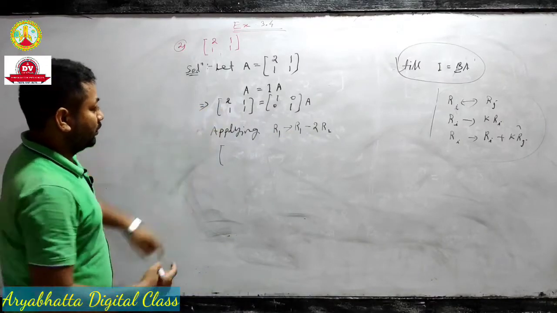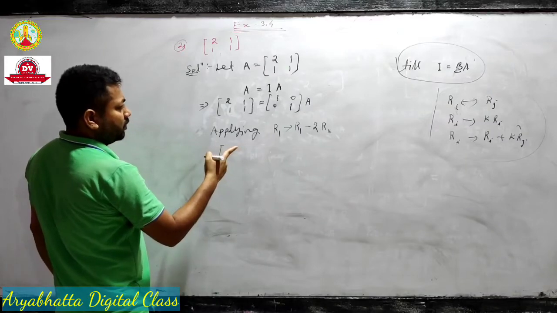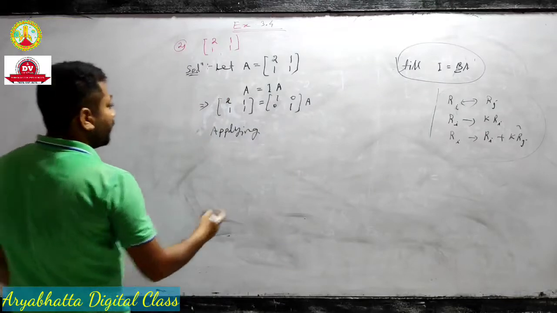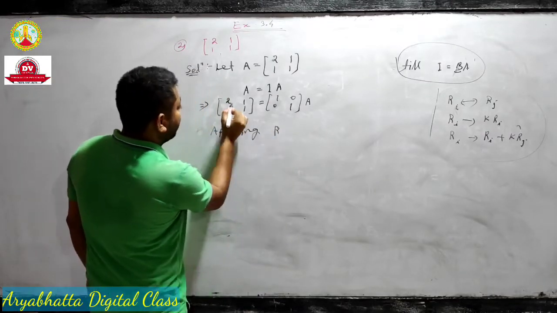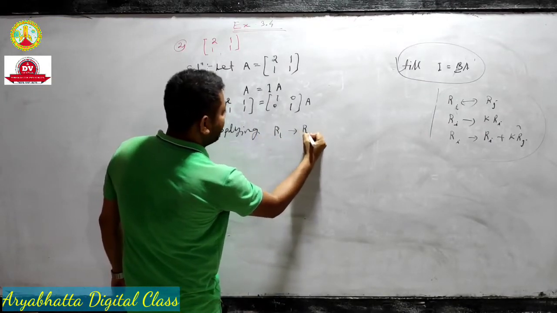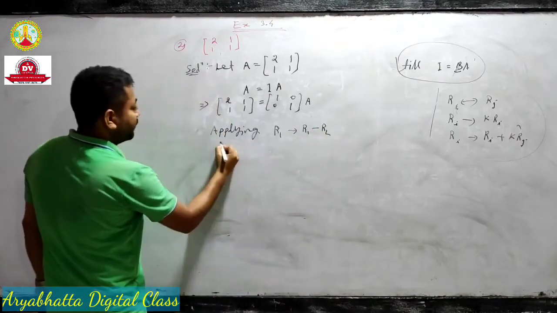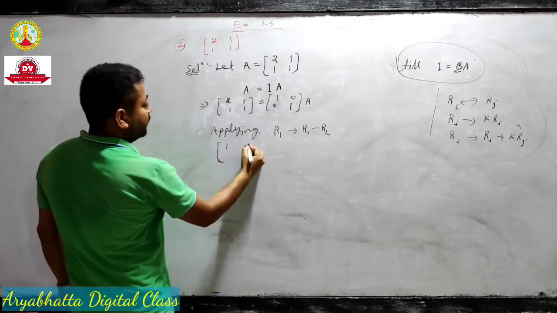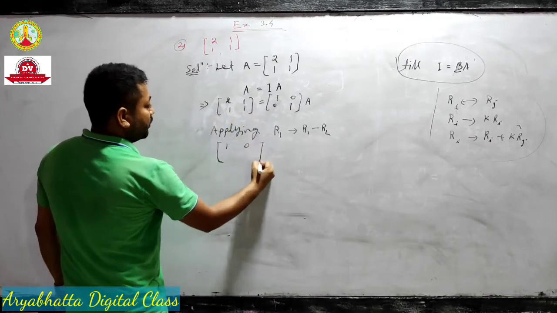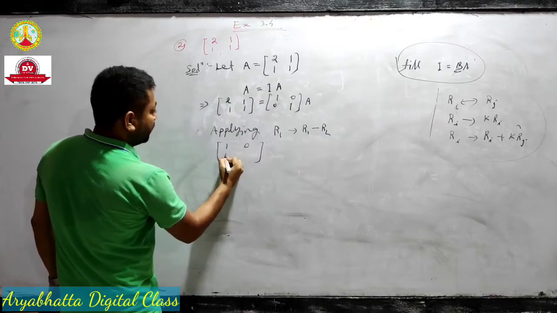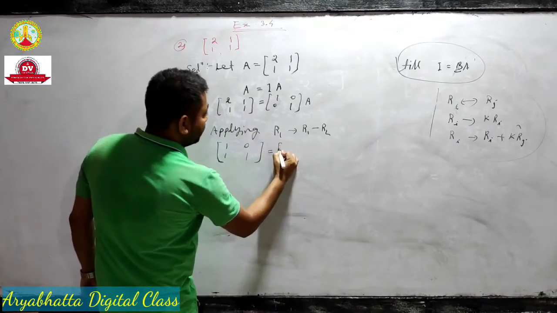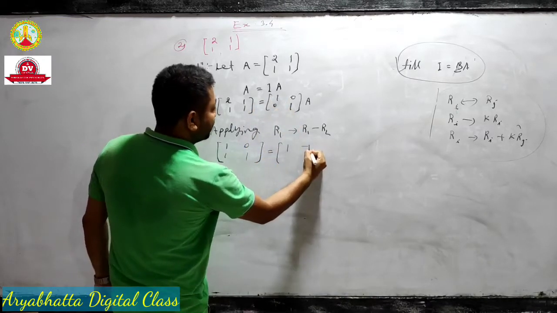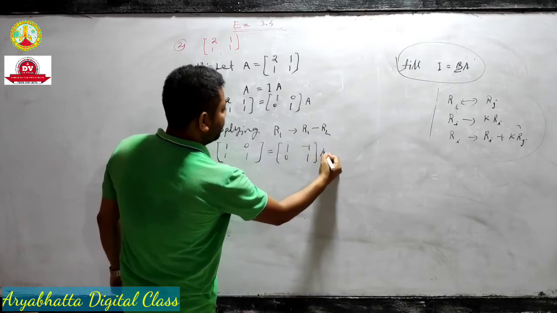Then 2 minus 2 into 1. For these elements we apply R1 tends to R1 minus R2. Then we have 2 minus 1, 1, 1 minus 1, 0. The second row R2 does not change, therefore 1, 1 is equal to R1 minus R2, 1 minus 1, 0, 0 minus 1, minus 1, 0, 1 into A.